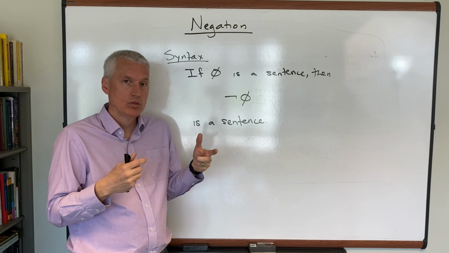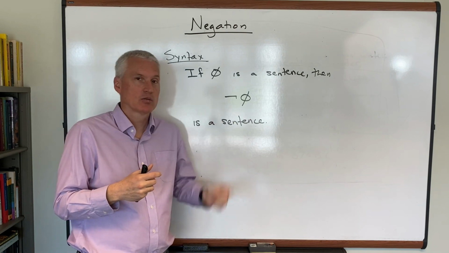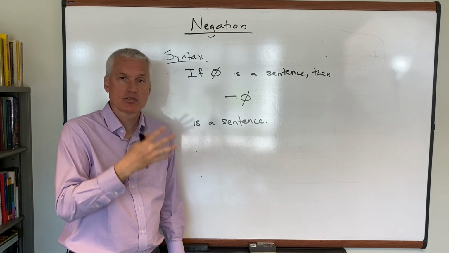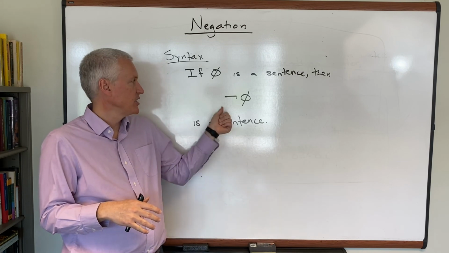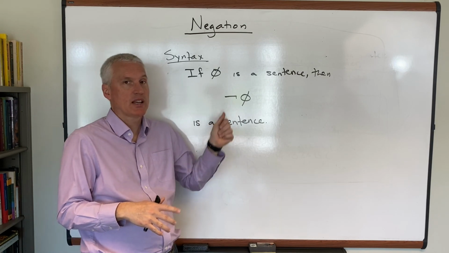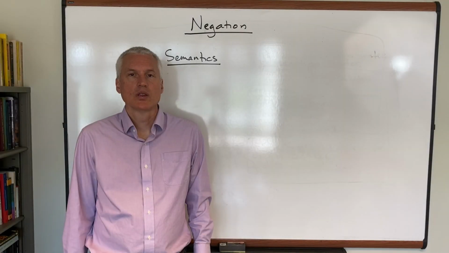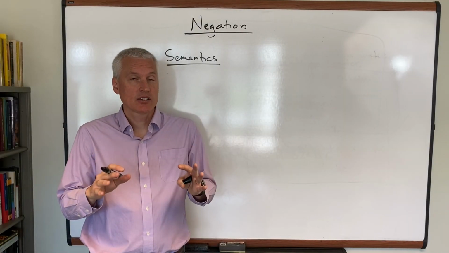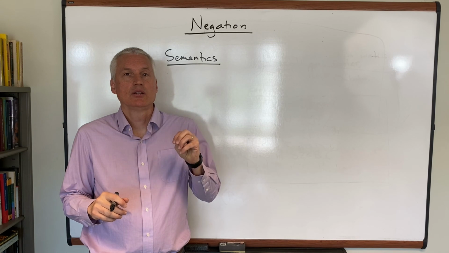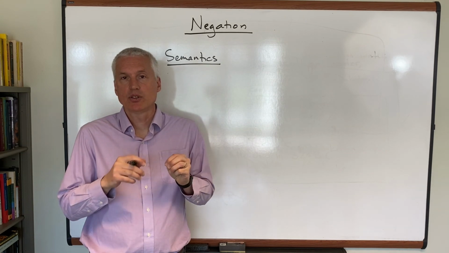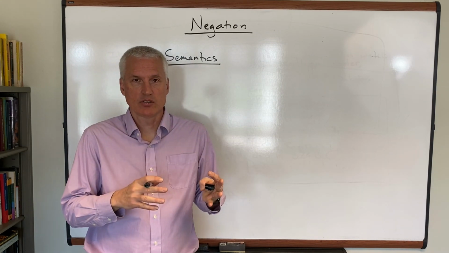It's a rule about the strings of symbols that you can write, and which strings of symbols are permitted and which aren't. This is permitted. Take any sentence and you put a not in front of it, that is a sentence. We had the syntax for the negation now. Take any sentence phi, if you put the negation symbol in front of it, you get a new sentence.